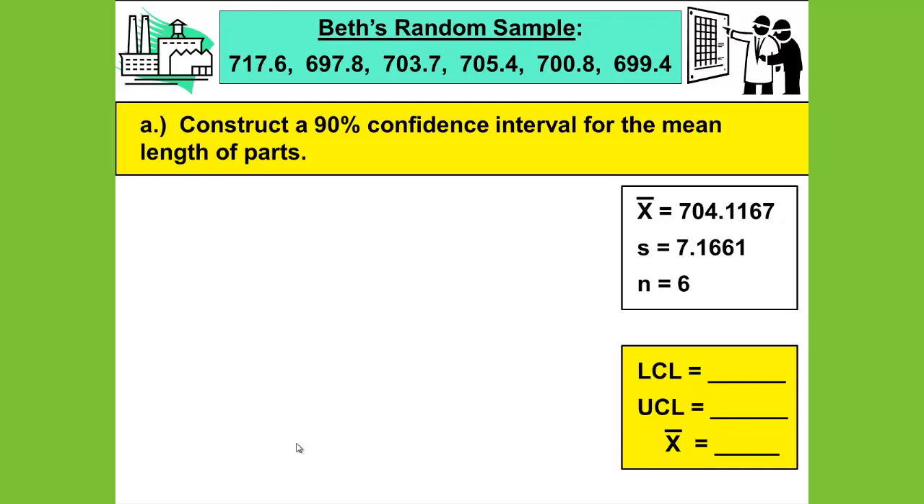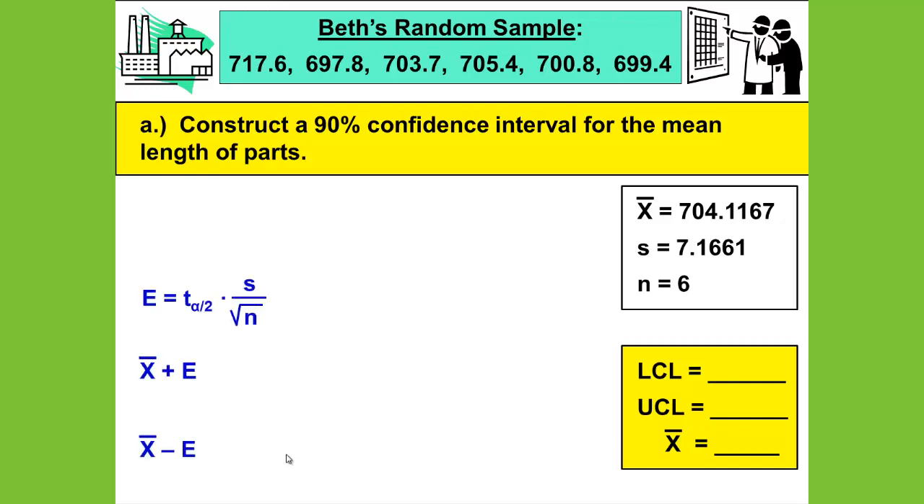To construct the confidence interval, we're basing it on the random sample. And so from the random sample, we're assuming Beth, that's me, or the person, does not know what the population standard deviation is. Therefore, the population standard deviation is unknown, and we have the sample standard deviation. That means we will use the t distribution. So here are our formulas.